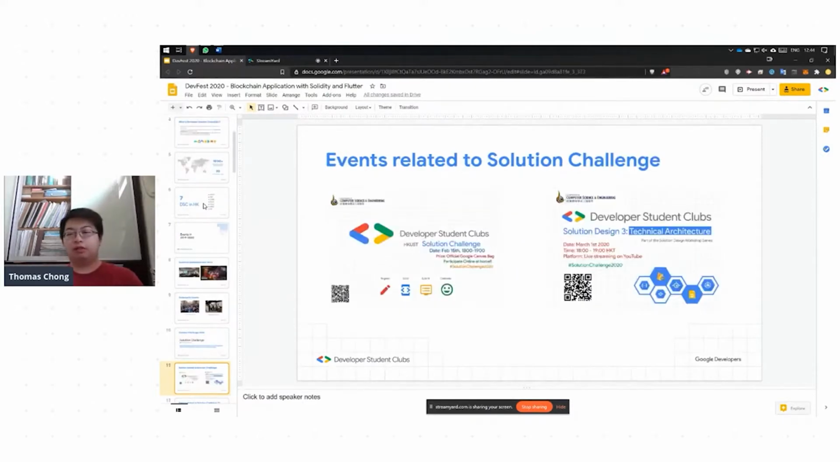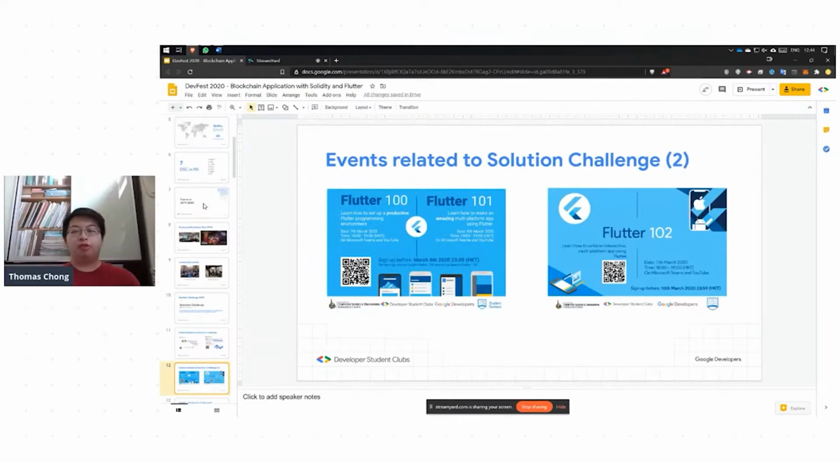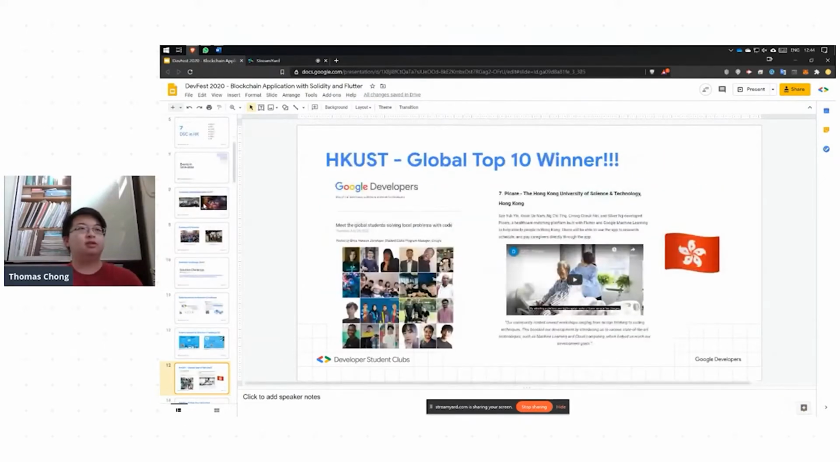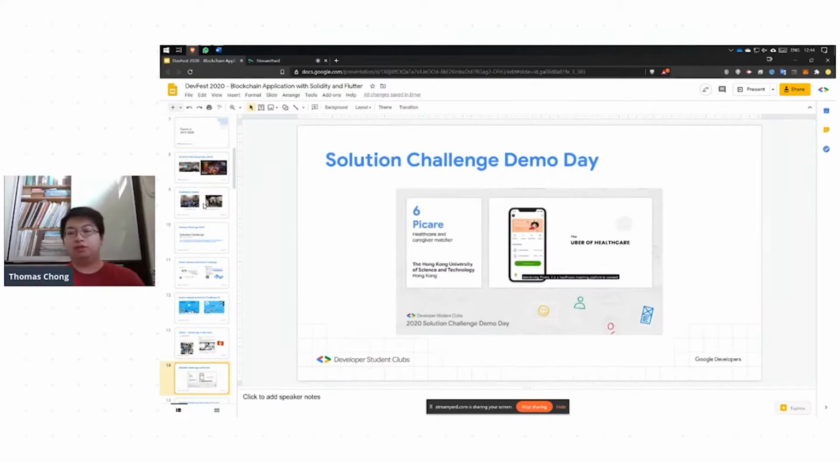We also hold different events related to the Solution Challenge, for example design thinking, and we reran the Flutter workshop for them to build real applications. Talking about the results of the Solution Challenge, we are really happy that this year I joined with last year's DSC lead in this competition, and we got the global top 10. After that, we had the solution demo day, which was virtual on the Google Developers YouTube channel.